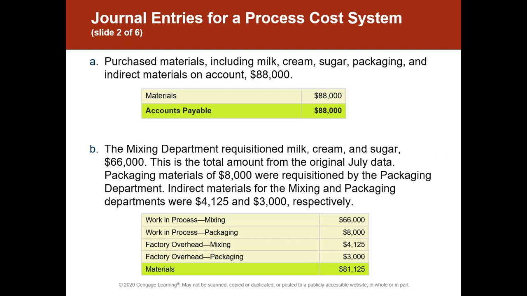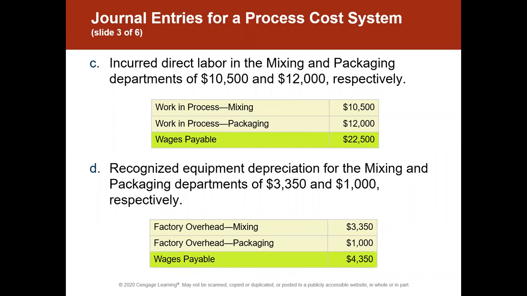So that's the journal entry that is going to move all those materials from the materials account over into the work in process inventory accounts. The way this is set up is the one that's not yellow is the debit entry, and the yellow ones are the credit entry. They incur direct labor in the mixing and packaging departments. So we debit work in process mixing, work in process packaging, and then we credit wages payable. That's what the journal entry looks like.